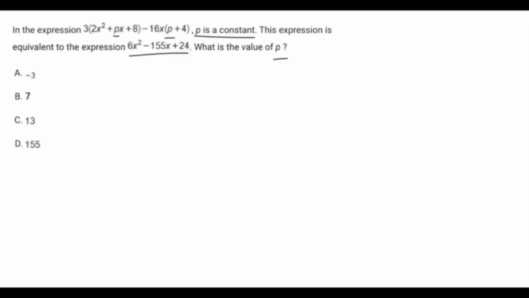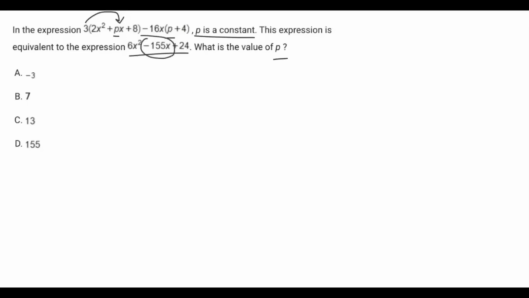But the thing to notice here is that p is only in the x terms. What I mean by that is you can see 3 times px, that's going to give you 3px. And then over here you have negative 16x times p, that's negative 16px. So that is all under the same x term. If we look over here, that means it's only going to affect this term right here, negative 155x, because p can be anything and it won't affect the 6x squared or the plus 24 constant.